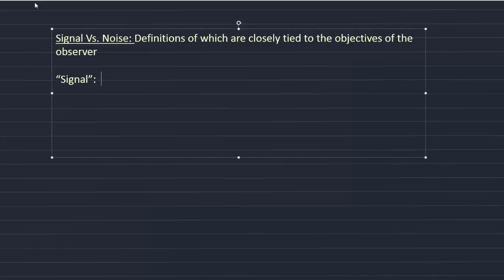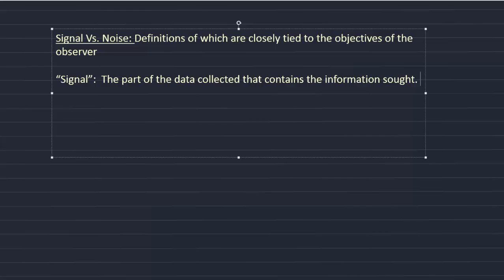So what is signal? It is the part of the data collected that contains the information sought. In order to seek, the goals of the observations are to seek a certain type of information, and the signal is that part of the data that contains that relevant information. And this information sought is sometimes defined by a predictable behavior.